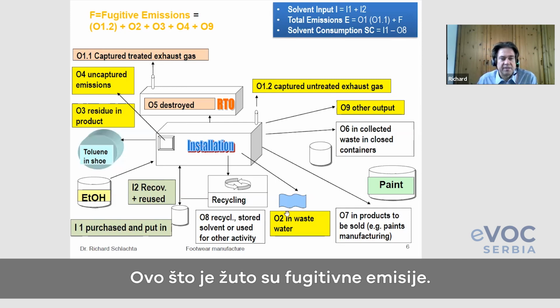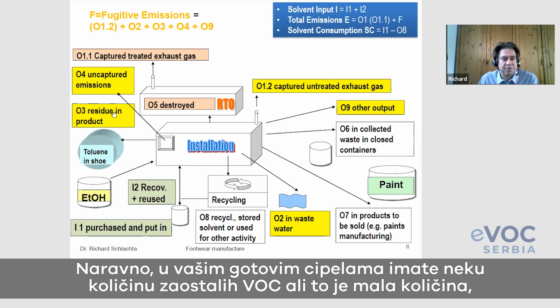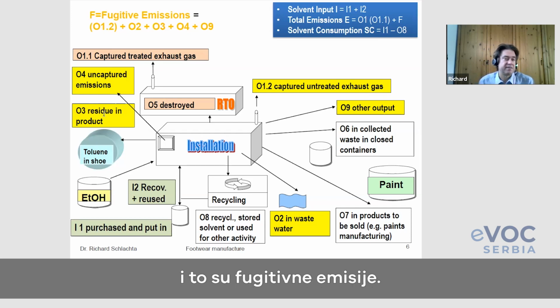And the same, what you see in yellow is called fugitive emissions. So of course you have, for example, in your finished shoe, maybe some VOC still, but those quantities will not be large. So they are fugitives.